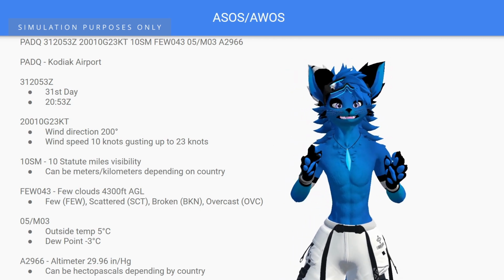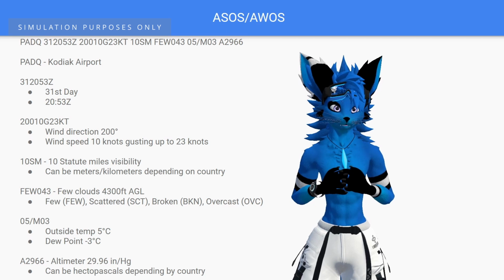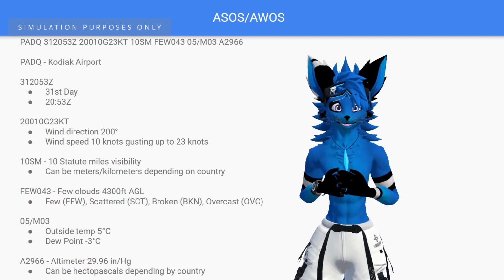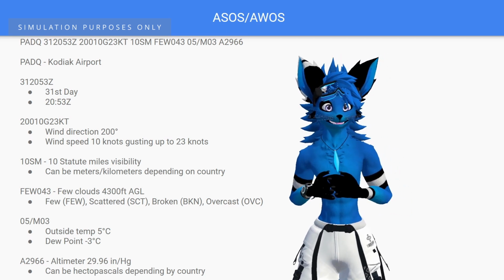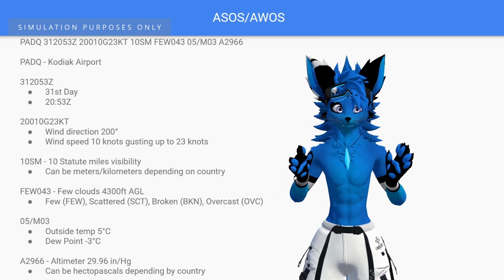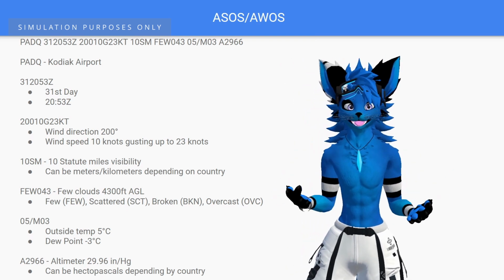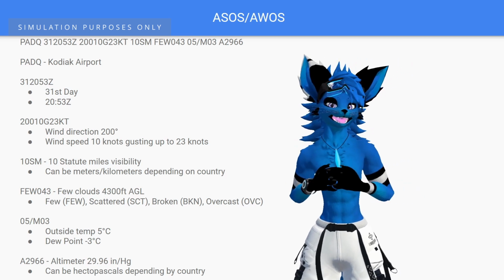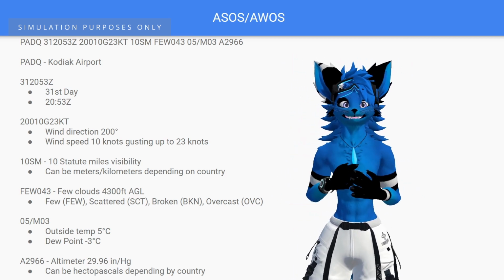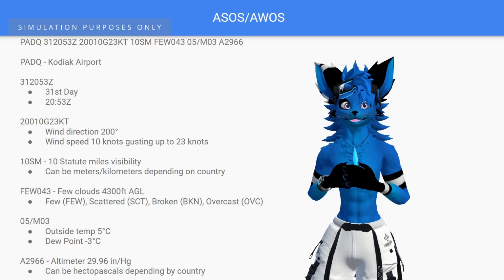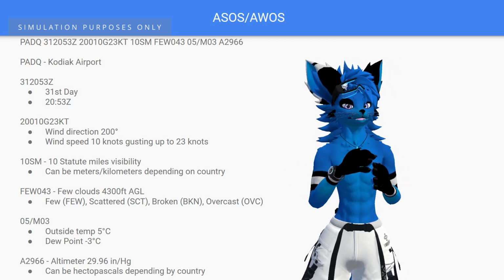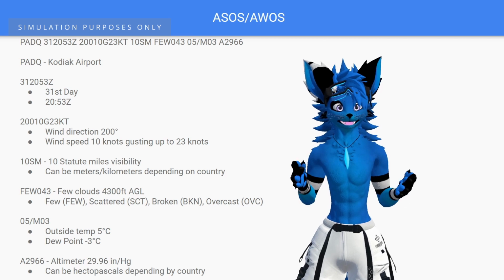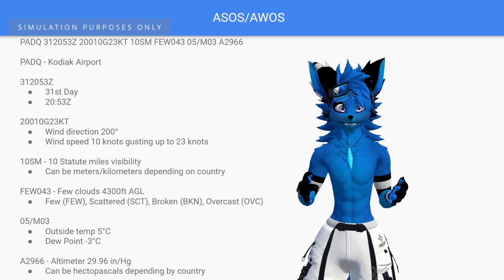Next is the date and time in Zulu that this was updated. Now, if you're not familiar with what Zulu time is, you probably know it better as Greenwich Mean Time. It's a time zone that's based in Greenwich, England, that all of the time zones across the world are coordinated to. This is the standard time zone that we use in aviation. So the first two numbers are going to be the date of the month, and the last four are going to be the time. So this was updated on the 31st of the current month at 20:53 Zulu.